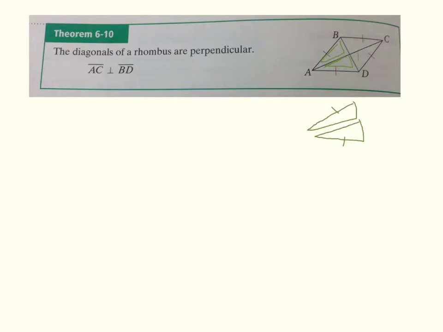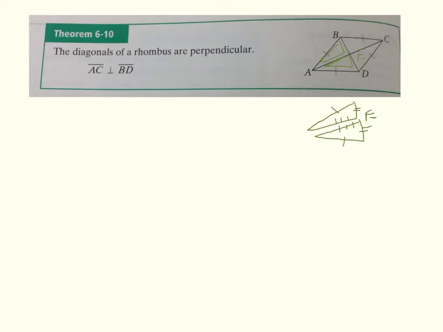We know that BE, we'll call this point right in the middle E, BE is congruent to DE because the diagonals of a parallelogram bisect each other, and then AE is congruent to itself by reflexive. So these two triangles are congruent by SSS.